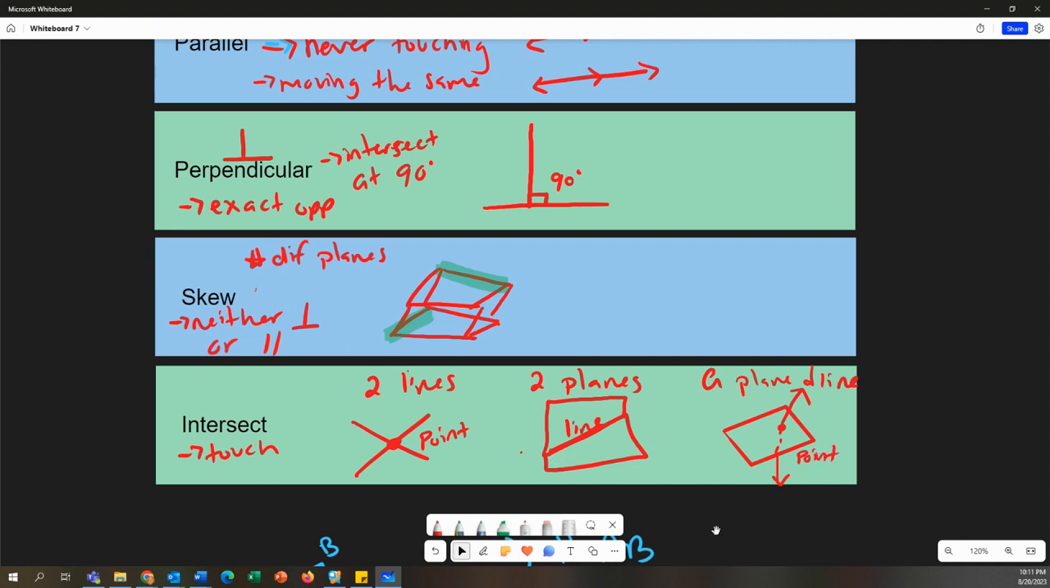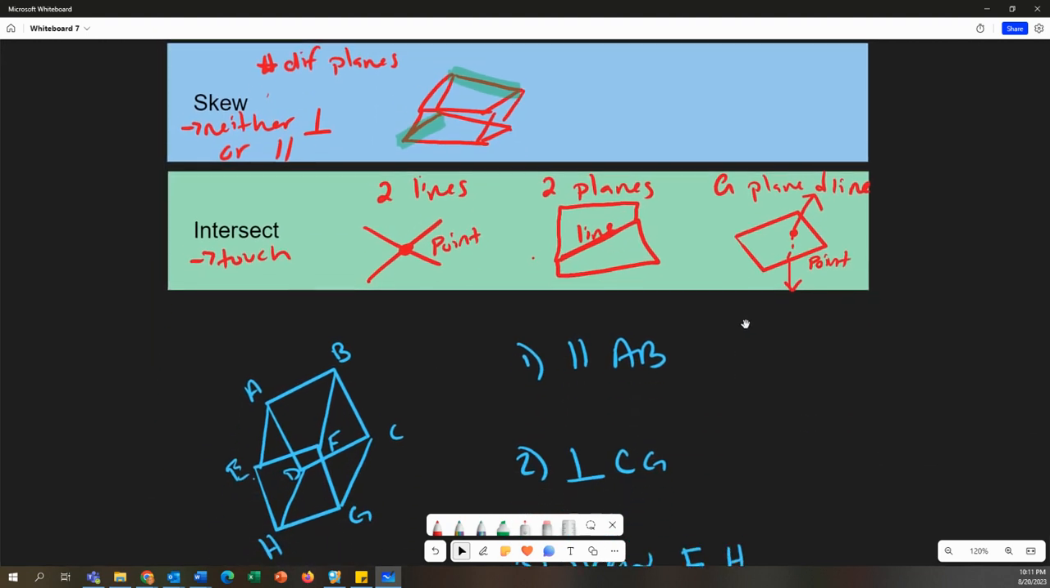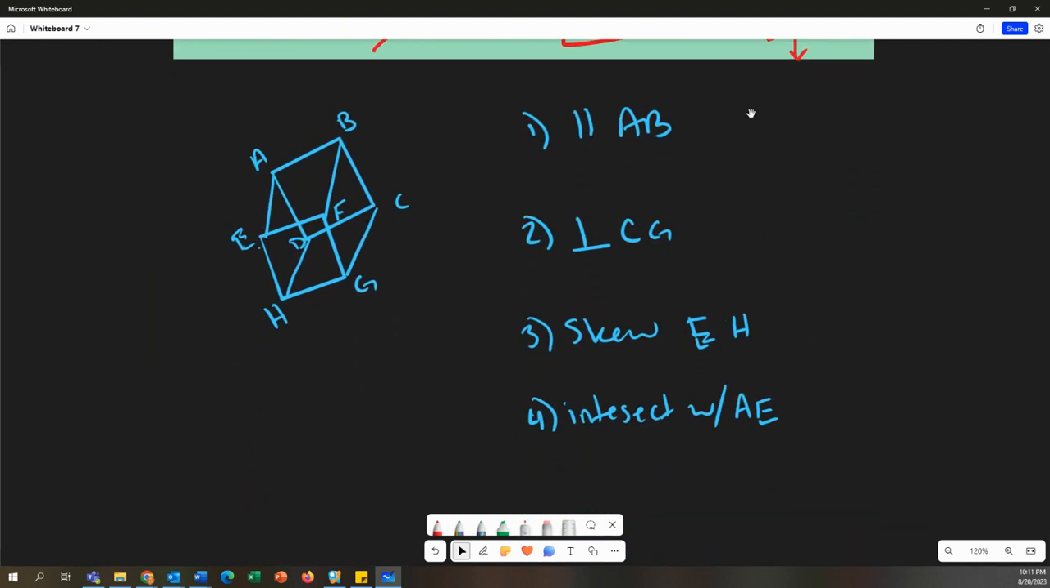Now this is still naming, so let's do an example down here. From this box, we're going to come up with a couple different answers. The first one is parallel to AB. I'll do that one in red. So here's AB. What lines are moving the exact same direction as AB? We have EF, we have DC, and we actually also have HG. Those are all moving the exact same direction.